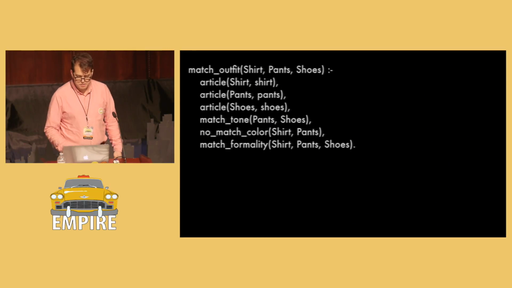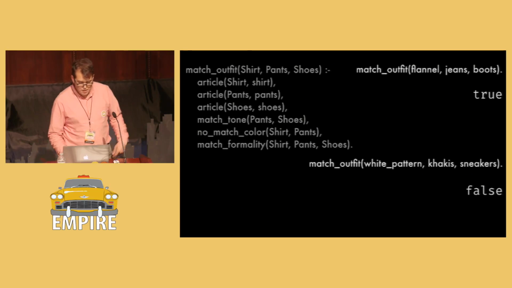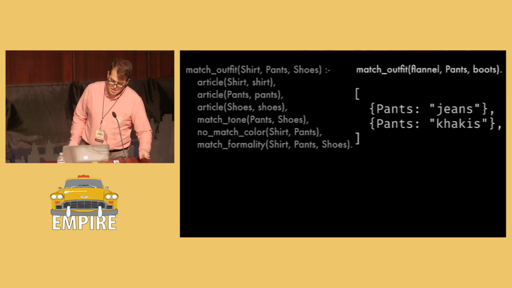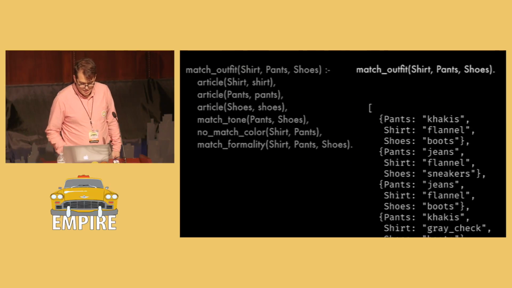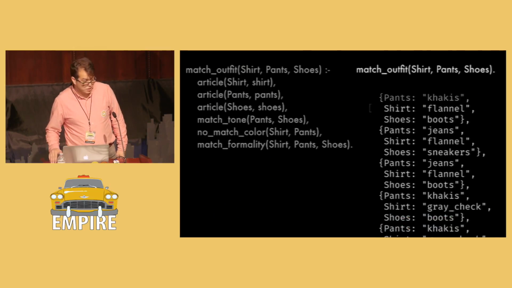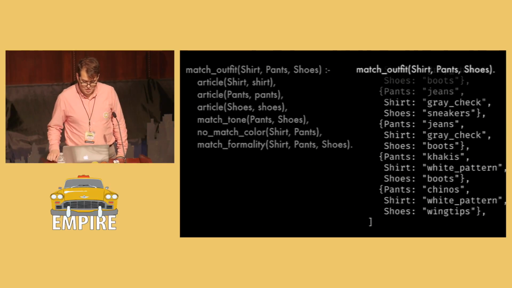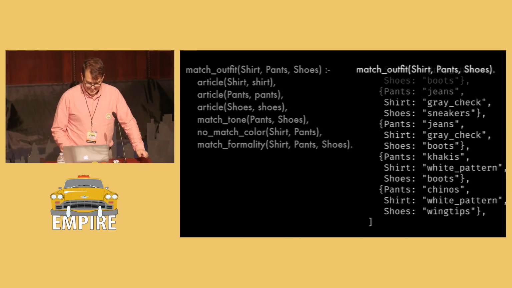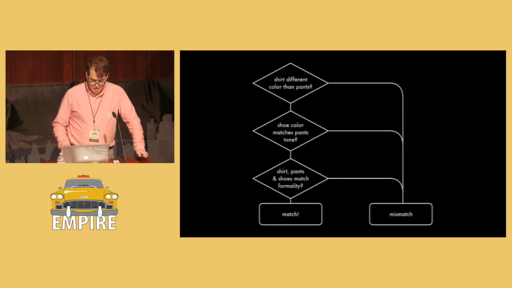So I can do a couple of different queries on this. If I fill in every parameter, it can tell me if they match or not. If I fill it in partially, it can tell me how to complete the set. And if I leave all of them blank, it will give me every single possible outfit. There's only like 10, so that may be why I have that sort of cartoon character wardrobe.